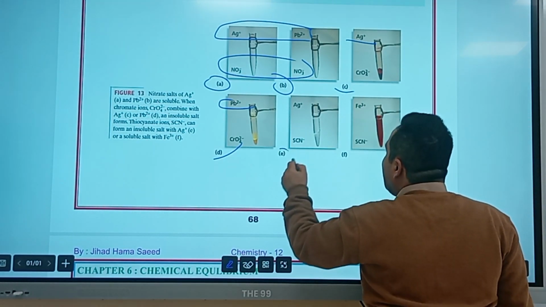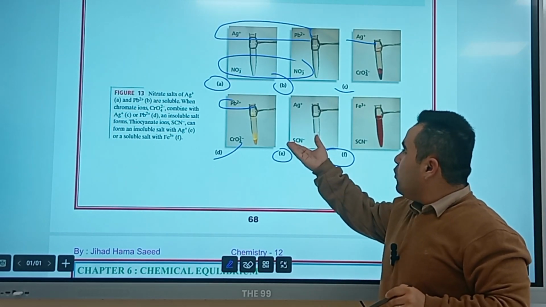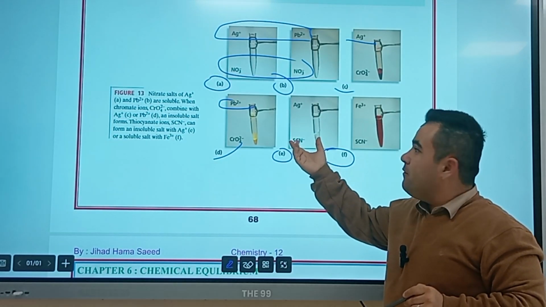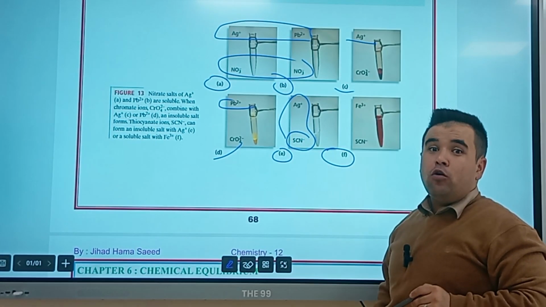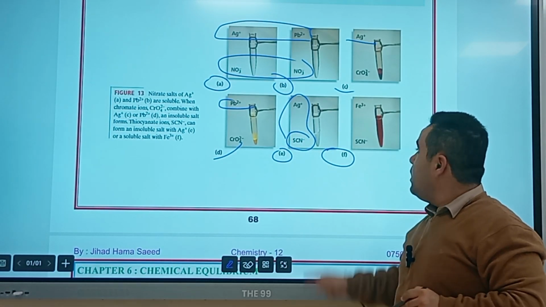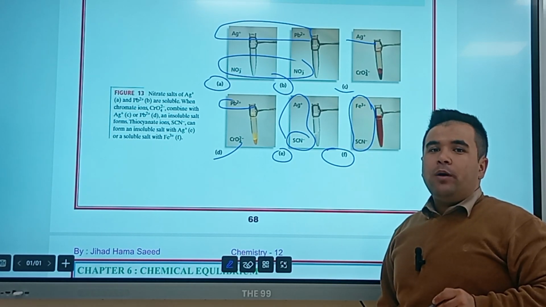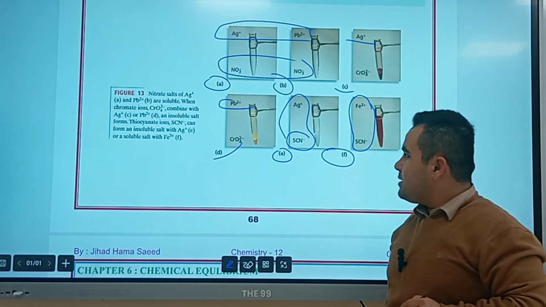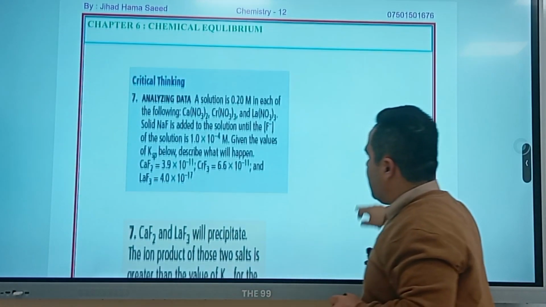In E and F, we have the thiocyanate ion, SCN negative. Thiocyanate ion, when it reacts with Ag, will form an insoluble salt. But when it reacts with the Fe positive 3 ion, it's soluble. That's figure 13, which shows the combinations of the ions.